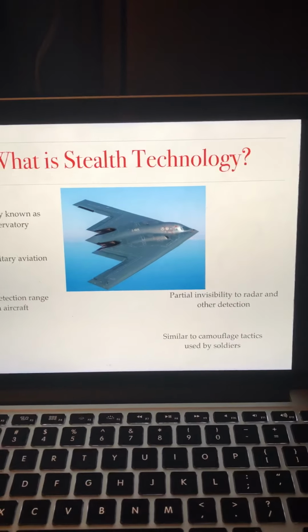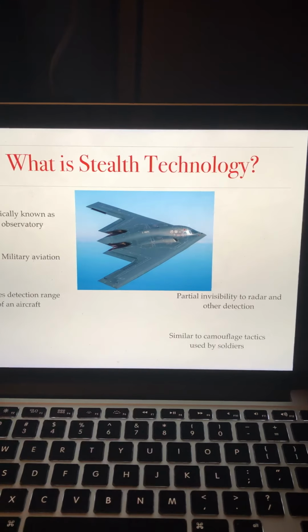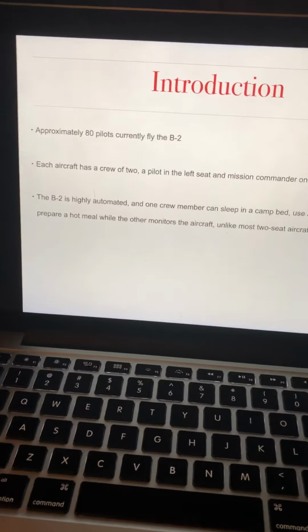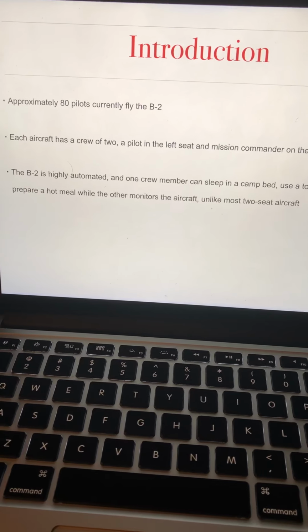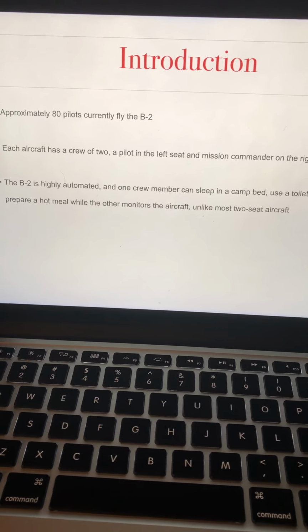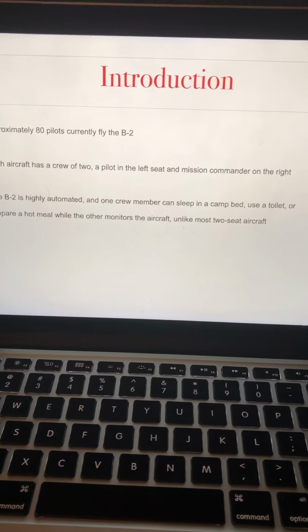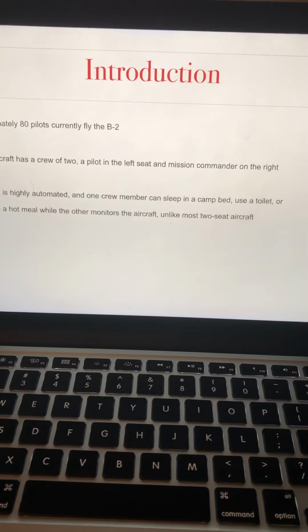So it's just very similar tactics, but in a more technical way. So intro, I'll continue the intro. It says 80 pilots are currently still flying the B-2. They're still in charge. Each aircraft has a crew of 2, a pilot in the left seat and the mission commander on the right.